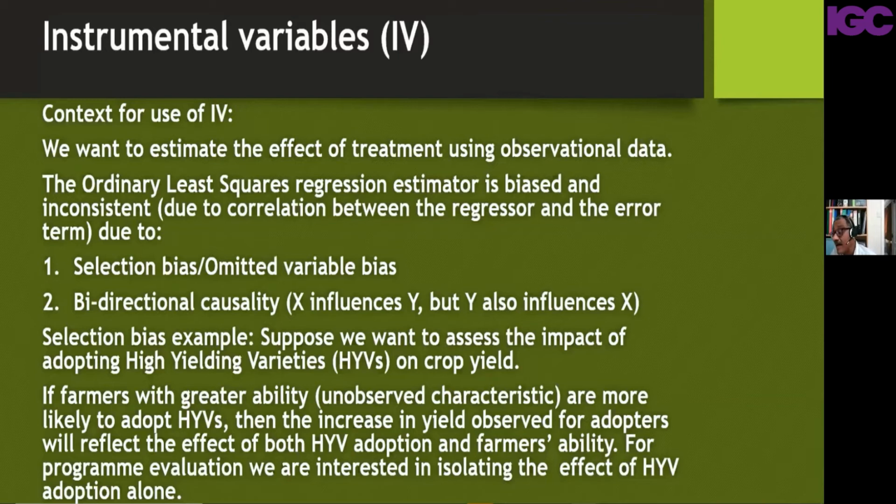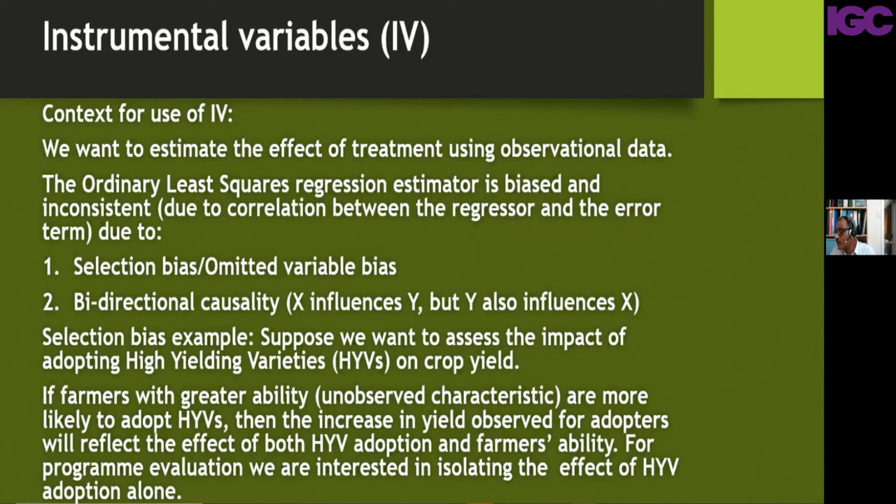Or you have bidirectional causality. That is, X influences Y, but Y also influences X. So you have causality running in both directions. In such a situation, you will have this problem of selection bias to deal with. Let us take an example of where you could have a selection bias.